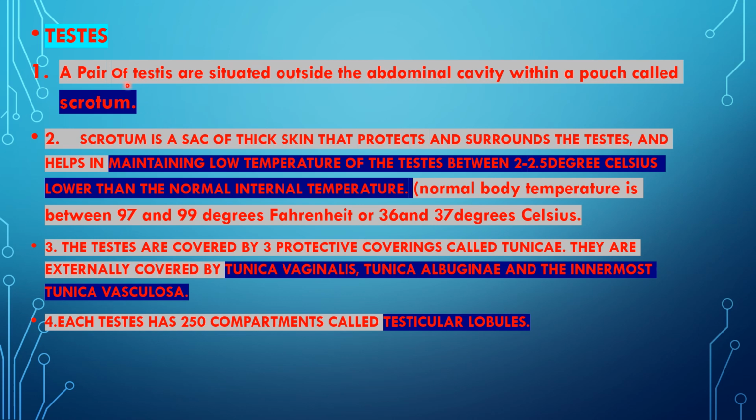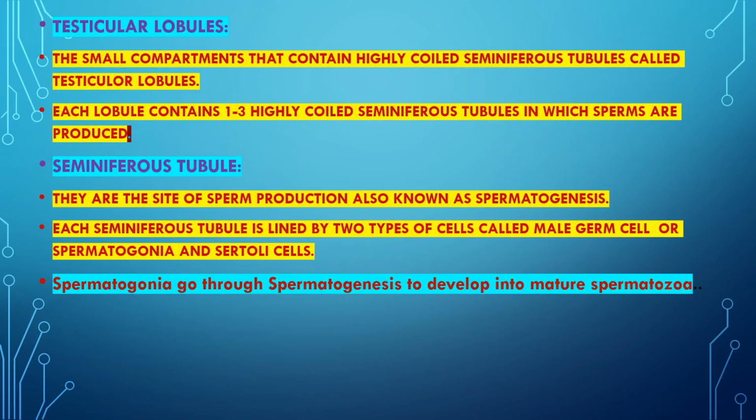How many testicular lobules do you have in each testis? 250. So we learned that there is a pair of testes. So in a male, how many testicular lobules will you have? 500 lobules, because each testis has 250 testicular lobules. Now let us see what these lobules are. Each lobule contains 1 to 3 highly coiled structures, which you call the seminiferous tubules. So how many seminiferous tubules are present in each lobule? Around 1 to 3. They are coiled structures.